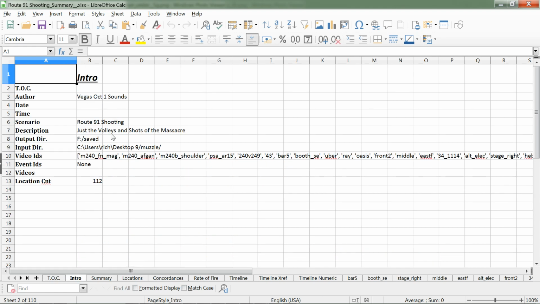The intro worksheet just gives me a summary of who authored it, in this case me, and what the scenario is about, where the plots are saved, where the source of the data comes from, which videos are there, and how many different actual locations are used in the calculation of certain parameters. For example, Raymond Page moves up and down a little bit on the boulevard, therefore he's going to have multiple locations. The tall ace of spades is continually walking, so he is going to have dozens of locations.